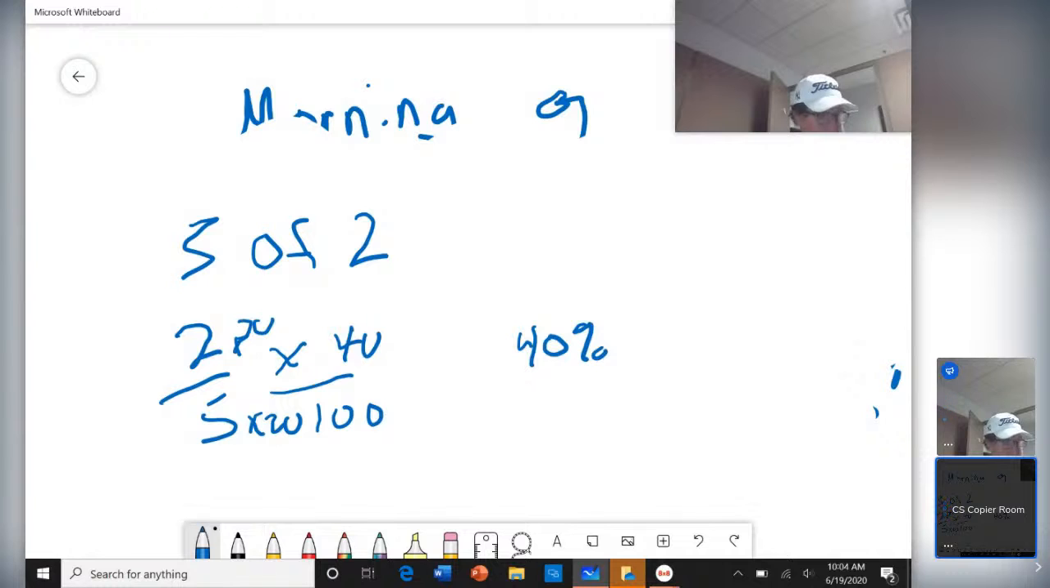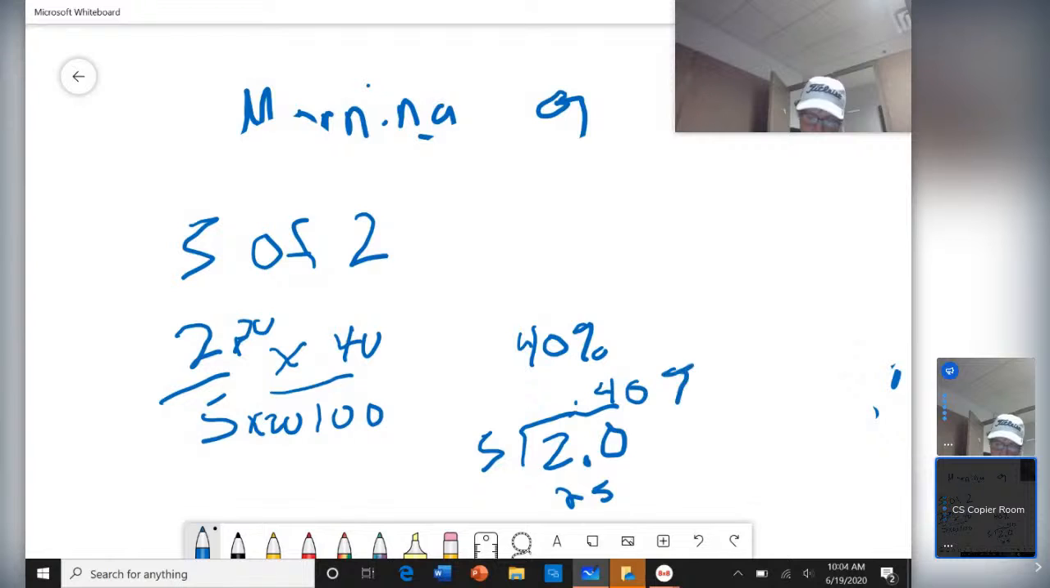Okay. And we can do the same thing where we divide 5 into 2. We know 5 is too big to go into 2. So we drop down to 0. And 5 goes into 20 4 times. 4 times 5 is 20. And there you have 40%.